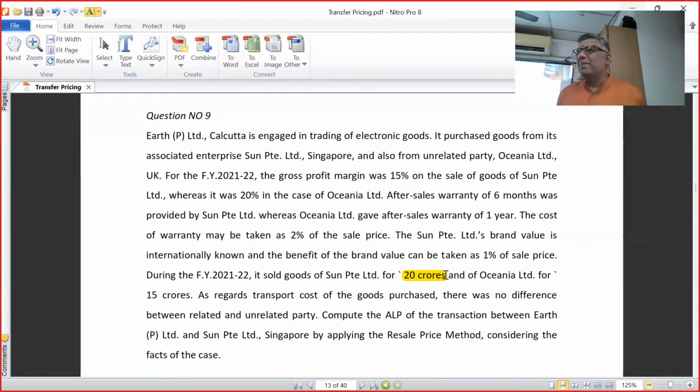Find out what is my import cost, less like that. This is not a question about number of units. Don't close your mind. It is just finding out what is ALP. Very simple question actually.